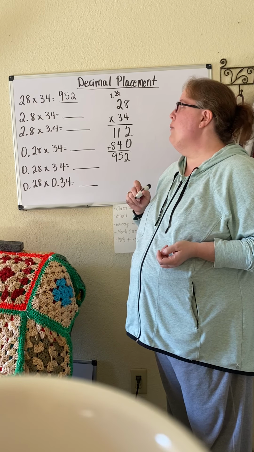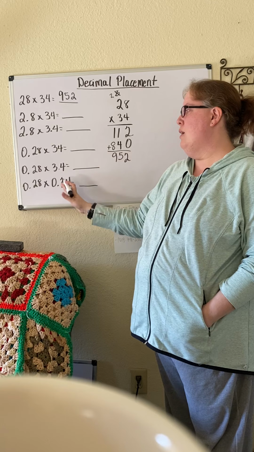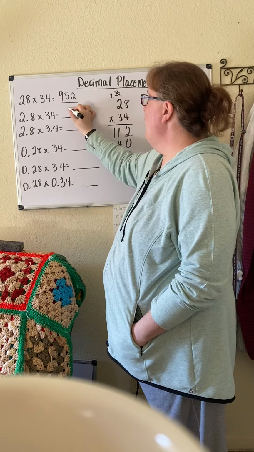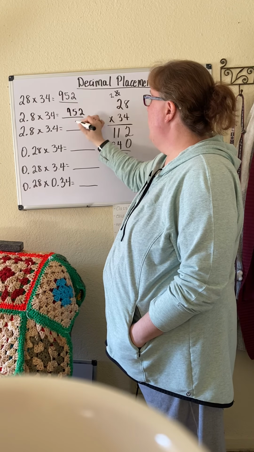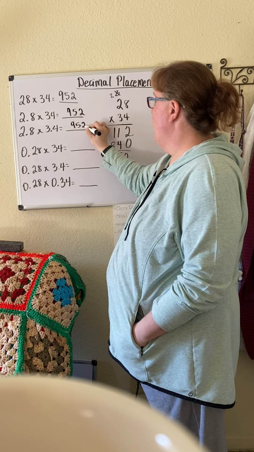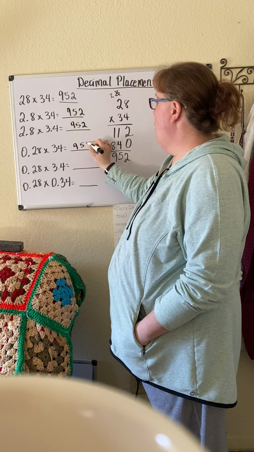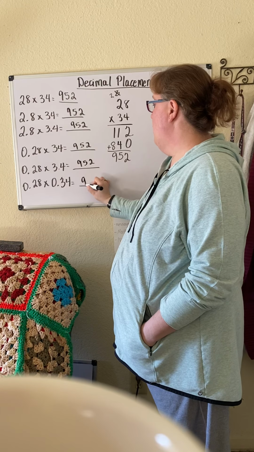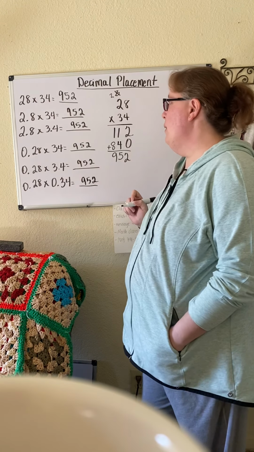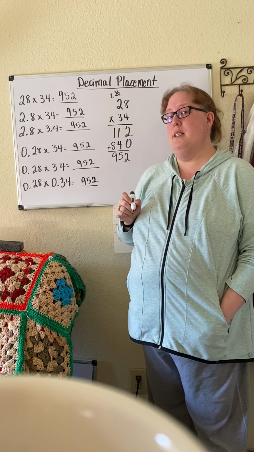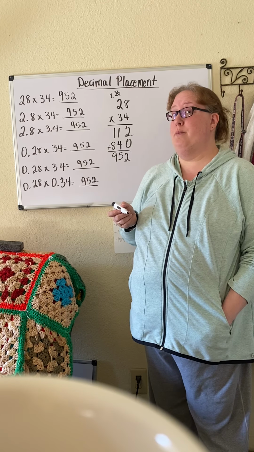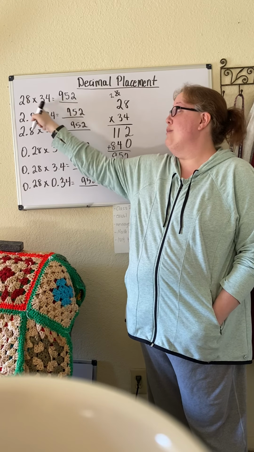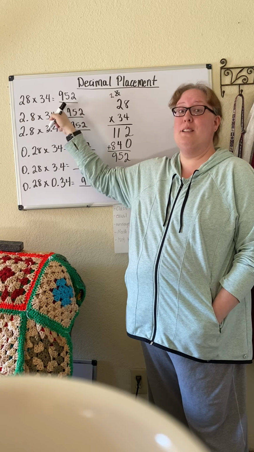Okay. Well, so for all of these answers, I'm going to have 952 as digits, okay? Because all of the factors have the same digits in them, all right? So now what I need to do is figure out where the decimal goes. All right, because they're not all 952 as the answer. This is whole numbers, okay? So that's a reasonable answer.